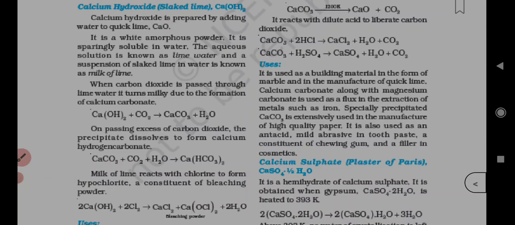CaSO4 में कितने water molecules, 2, और plaster of Paris में half water molecule for 1 calcium sulfate. If gypsum is heated to 393 Kelvin, then you will get plaster of Paris. And how do you remember all temperatures? So it's a simple 393 Kelvin.